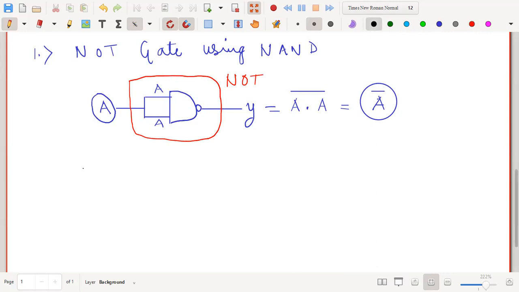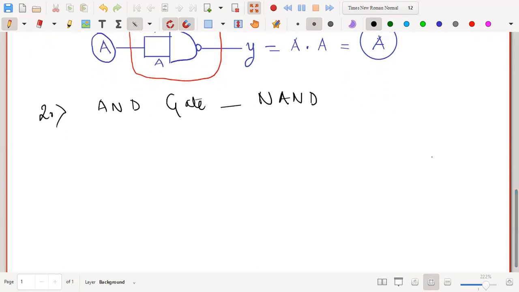Okay. So let me go to the second one. That is, let us see how we can design AND gate using NAND gate. Okay. Let us see how we can do it. So I'm just moving further, and then I will have one AND gate here.